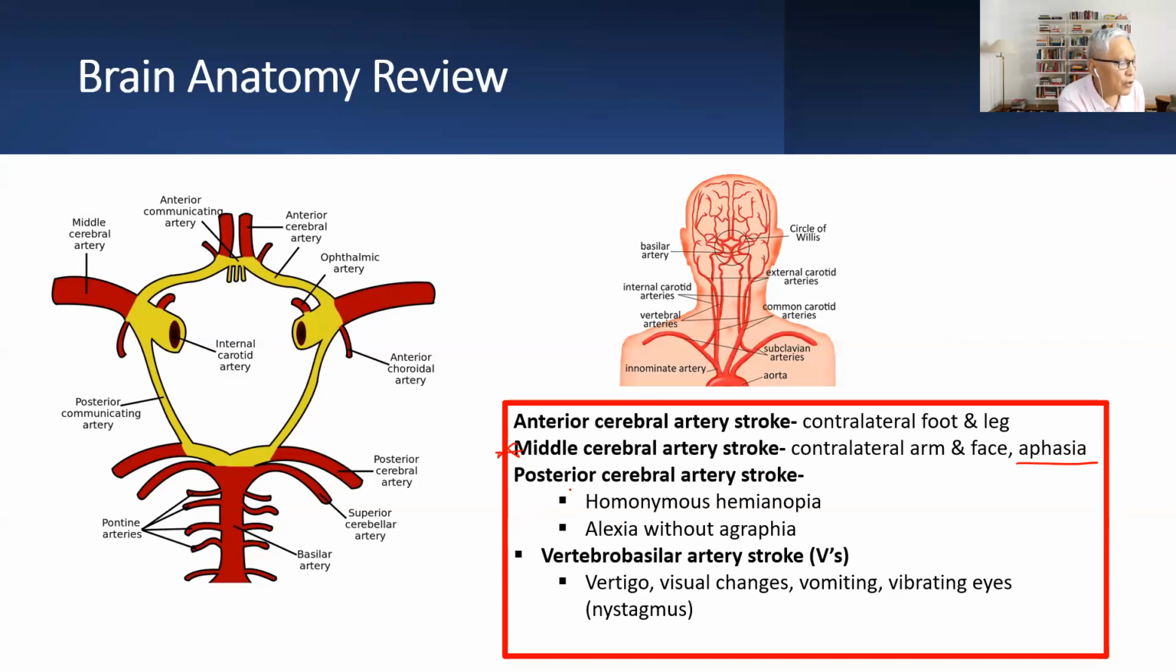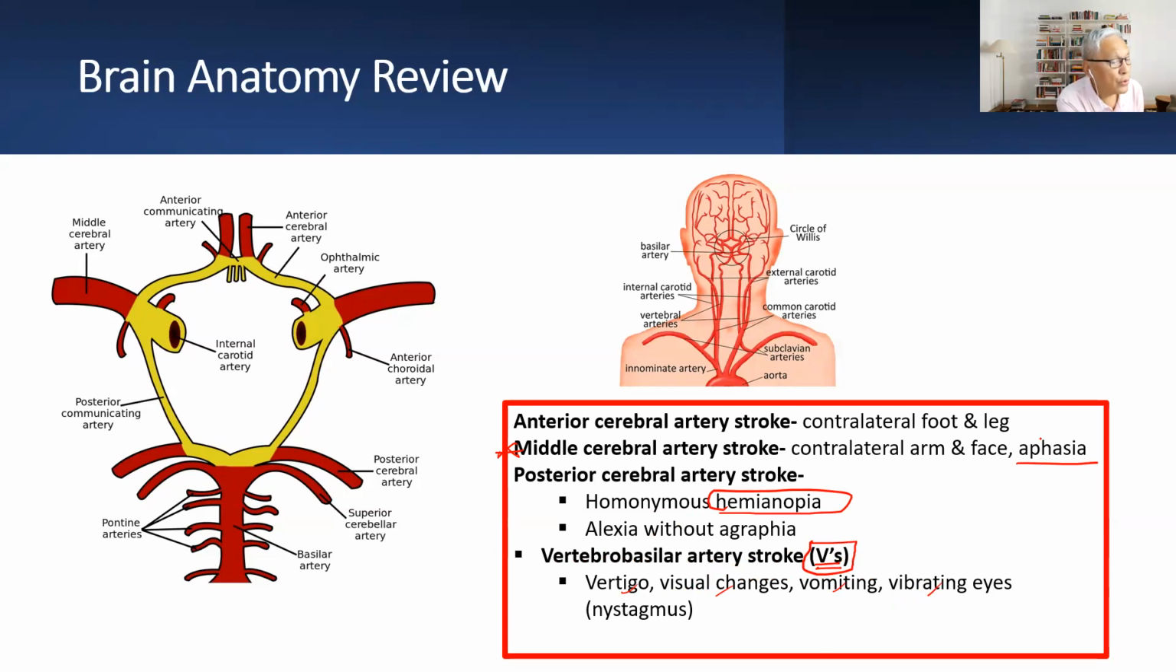And then for your posterior cerebral artery strokes, these are the ones that are going to give you hemianopsia or hemianopia. And lastly, vertebrobasilar artery strokes are going to be the ones that produce the V's. So it's easy to remember. This one is the easiest to remember because they usually cause vertigo, visual changes, vomiting, vibrating eyes, which is also known as nystagmus. So these are the ones.